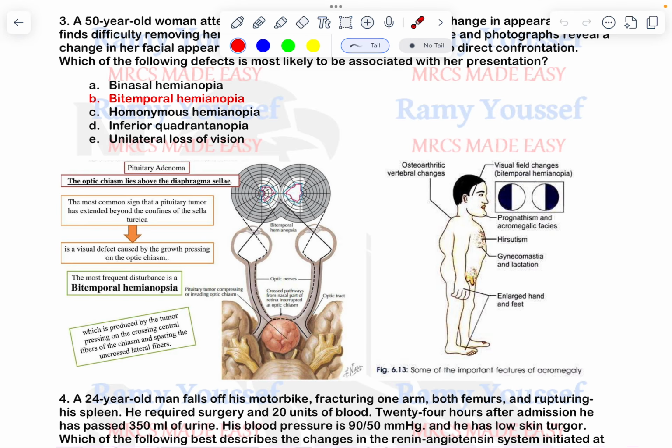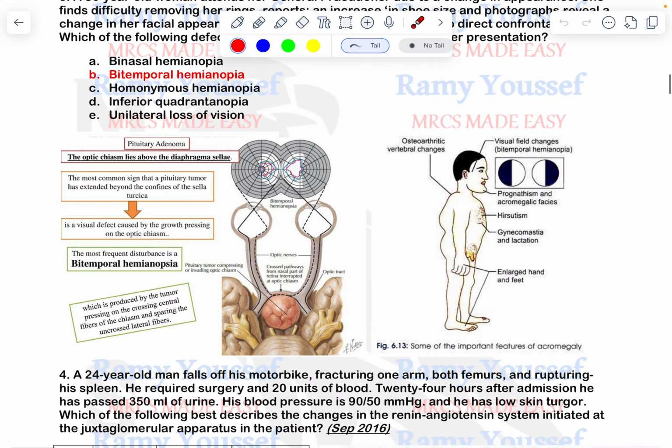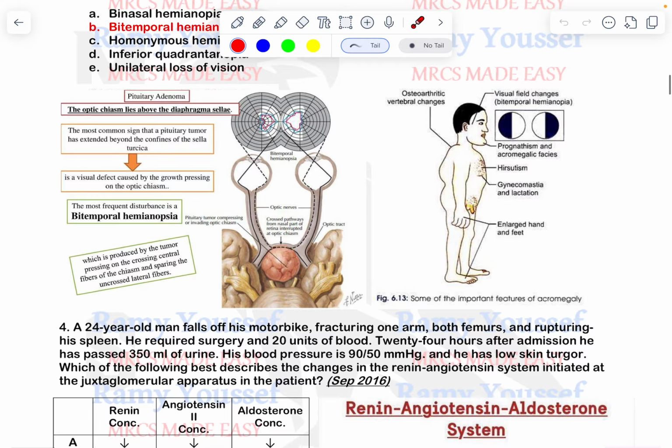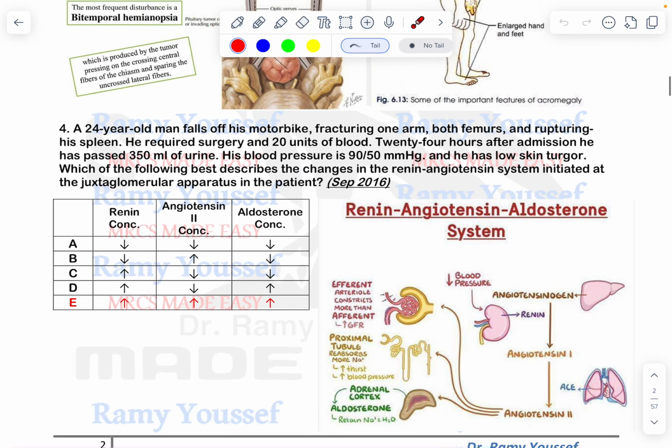Next question is, a 24-year-old man falls off a bike, fracturing one arm, both femurs, rupturing the spleen, and requires surgery, 20 units of blood, massive blood transfusion. 24 hours later, 350 ml urine, blood pressure is 90/50, low skin turgor. Which of the following best describes the changes in renin-angiotensin initiated at the juxtaglomerular apparatus? So hypovolemia, renin is suddenly secreted, increased renin secretion.